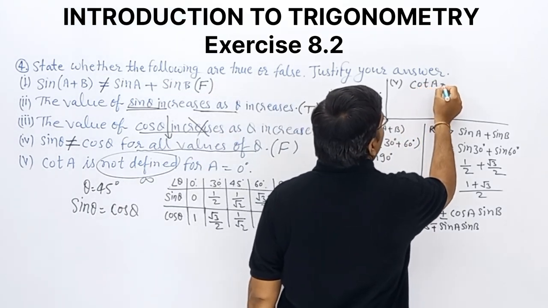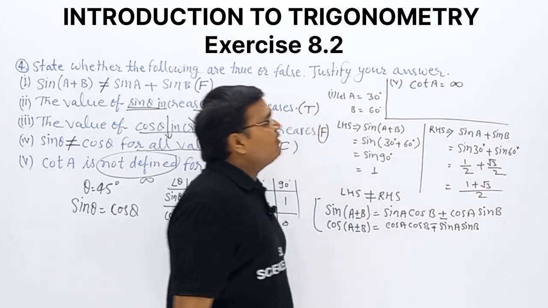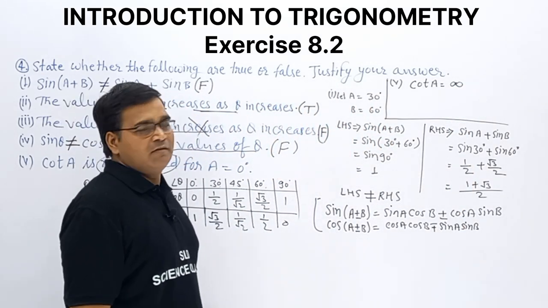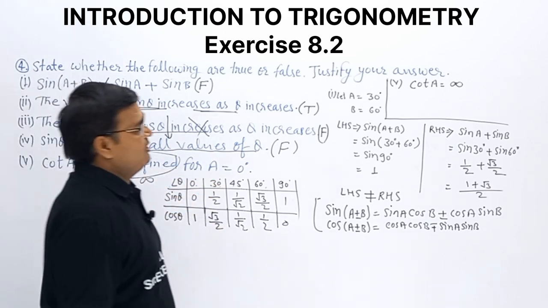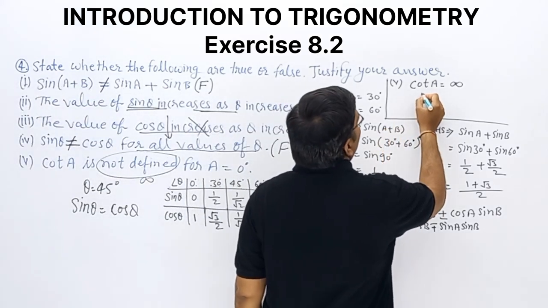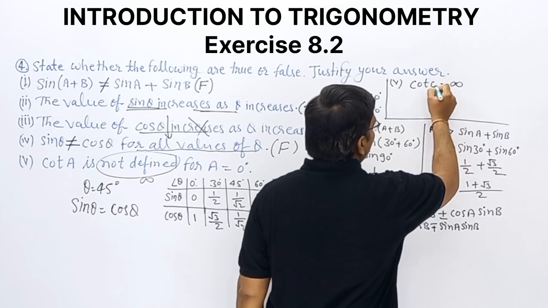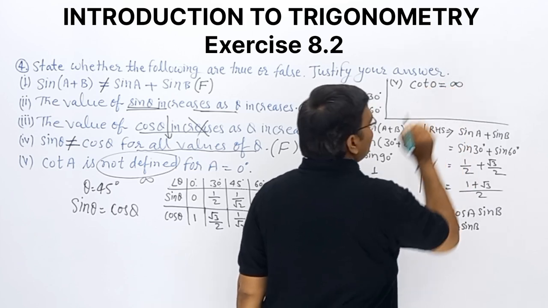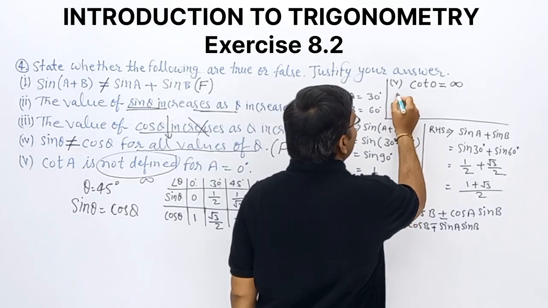Cot A equal to not defined means infinity. Cot A equal to infinity. Cot A equal to infinity when A equal to 0 degree. It means once we put cot 0, it will be equal to infinity. Observe. What will be the value?